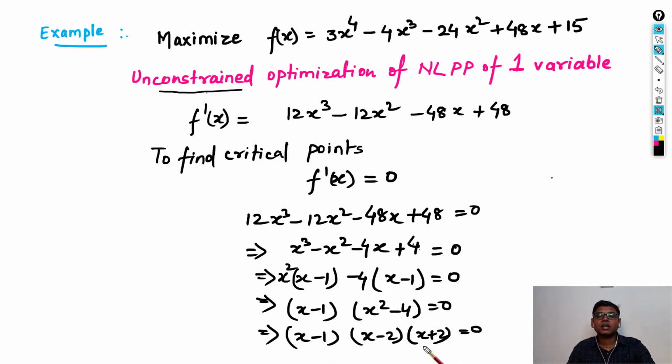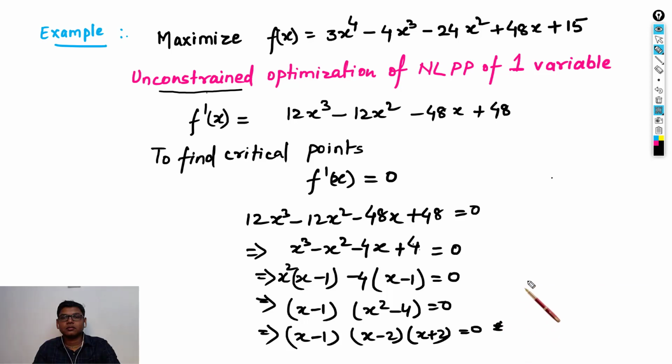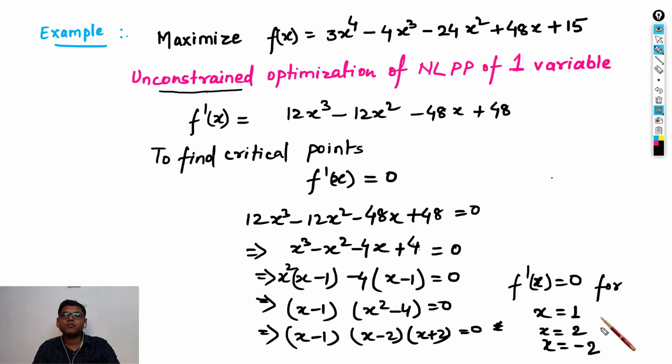From here, what are the values of x? From this we are getting that f prime x is equal to 0 for x is equal to 1, x is equal to 2, and x is equal to minus 2. On these points you will be getting f prime x equal to 0. So these are the critical points. Now we have to check on these points only whether this function has maxima or minima on this point.